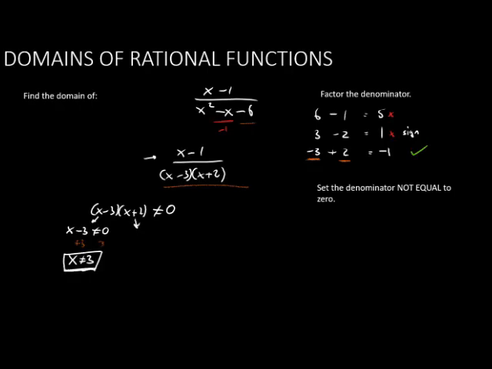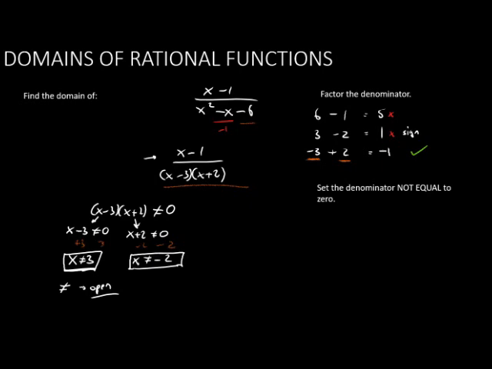Do the same thing for x plus 2. We'll say x plus 2 is not equal to 0. To move the 2, we'll subtract 2 from both sides. This will give us x does not equal negative 2. We'll use these to find the domain, keeping in mind that the not equal symbol represents an open circle when we draw our number line.